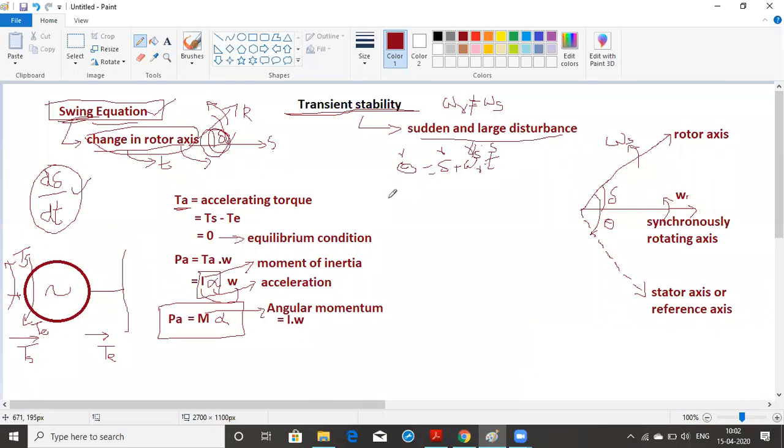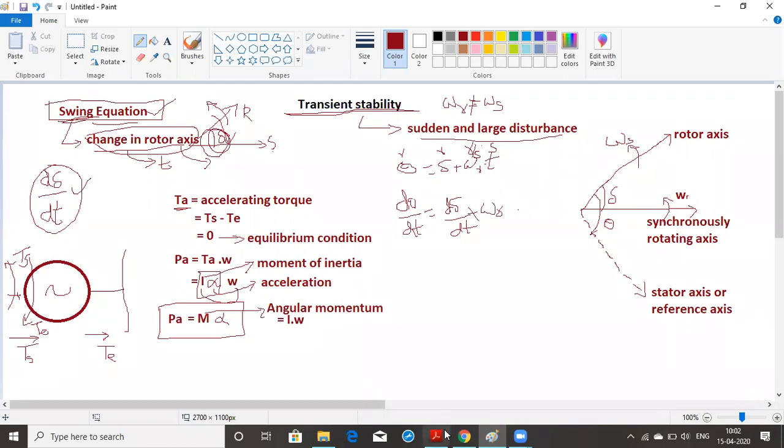Now if you do the differentiation, that is d theta divided by dt, what will you get? d theta divided by dt will give you d delta divided by dt plus only omega r.